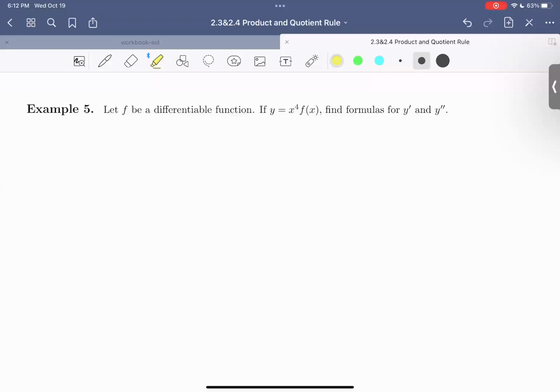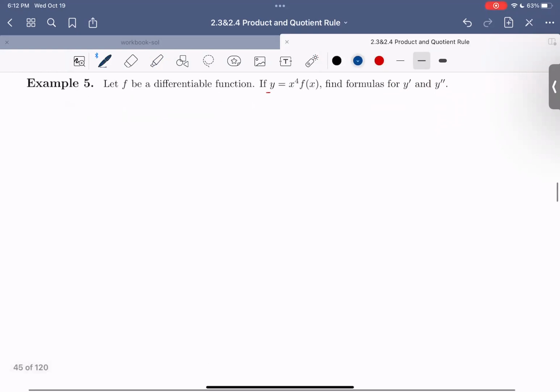Hey everyone, in this video, we're going to go over example 5 from 2.3 and 2.4 on our notes on the product and quotient rule. So in this example, it says let f be a differentiable function and let y be x to the fourth times f of x. And we're asked to find y prime and y double prime.